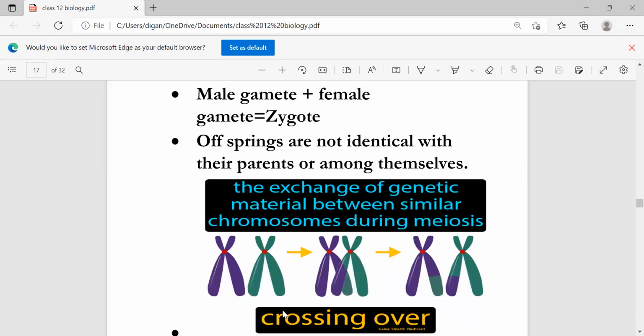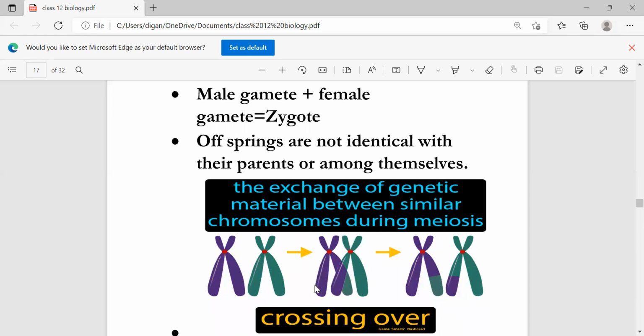And why does this difference come? This difference comes due to the process of crossing over. Crossing over means what? Suppose this is the chromosomal arrangement within the zygote. This one comes from the male gamete and this chromosome comes from the female gamete. It means in the offspring, half the characters will come from the father and half from the mother.